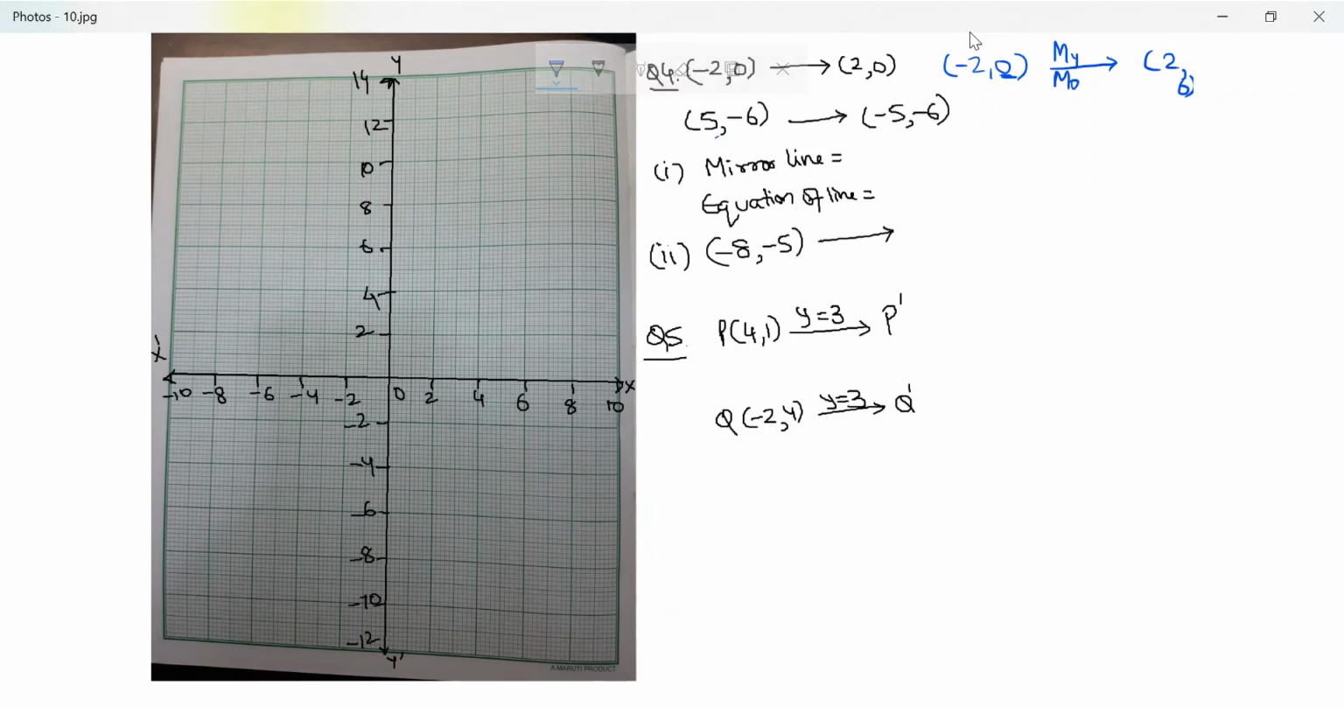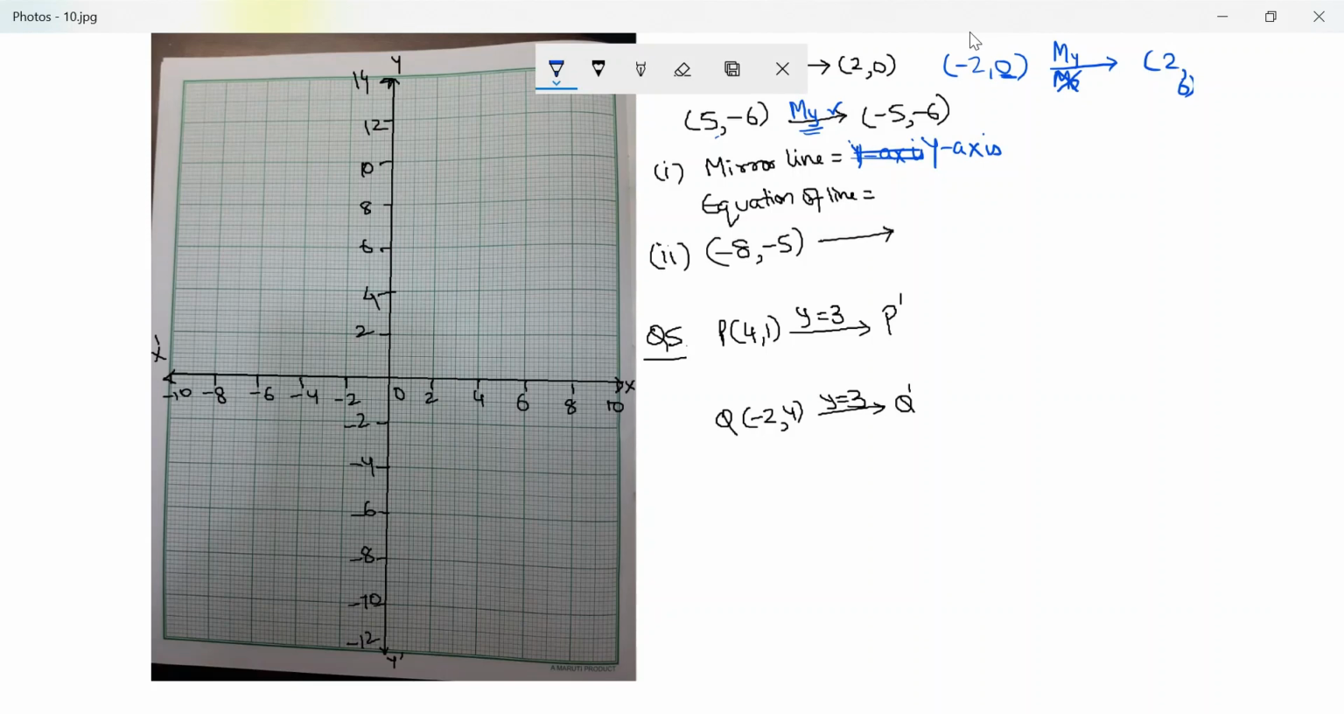So here 5 becomes negative 5, and negative 6 stays negative 6, which means y is not changing, only the x is changing. What we are doing is reflection in the y axis. So the mirror line is basically the y axis. We are reflecting it in the, let's write it carefully and clearly, this is the y axis.